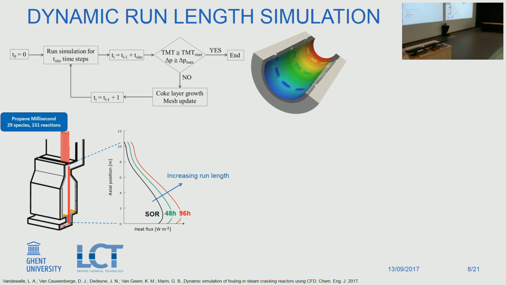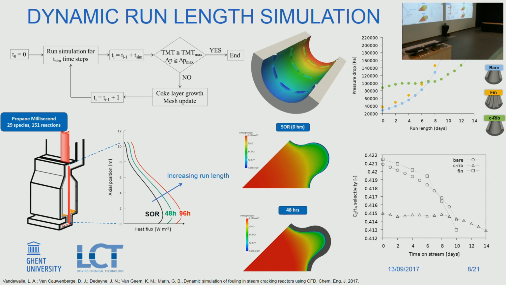And then we did this for a quite simple reactor, so it's only a 10 meter straight reactor. But we did it for different internal geometries. So on the right you can see the bare one, one of these fins, and then the C-rib, which is supposed to be like MERT. And then you see over time that their behavior is completely different. This is actually a way to predict run length, and it's something that industry is desperately looking for, because normally now they just put it in and see, but this is not the way that they want to operate their furnaces. They tend to look for a bit more detailed information.